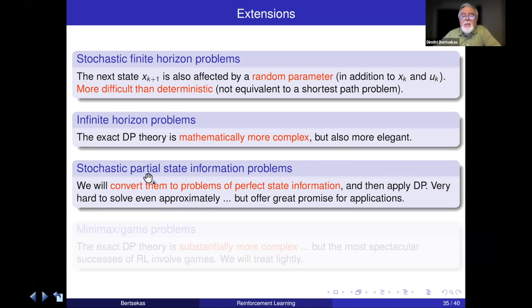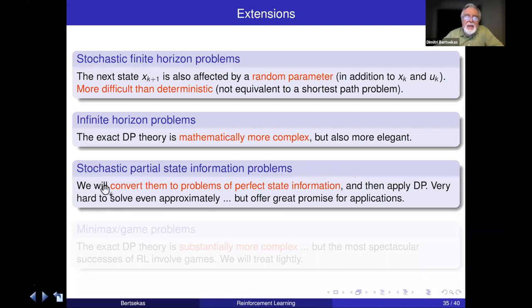However, in imperfect state information or partial state information problems, you don't have the exact value of the state. Instead, you collect measurements relating to the value of the state, you accumulate those measurements, and you do some form of estimation. There's a probabilistic state that comes out of this estimation, which is actually called a belief state. And this complicates matters a great deal.